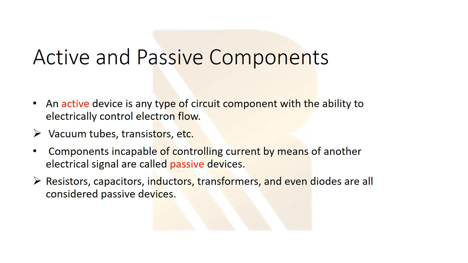What about the passive elements? The components incapable of controlling current by means of another electrical signal are called passive devices. Resistors, capacitors, inductors, and different kinds of passive components like transformers and diodes can't control the current.